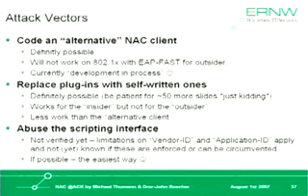Basically, there's another way of doing it. Replace plugins with self-written ones. Take the Cisco plugin, take the Trend Micro plugin, throw them away, put in your own, and play around with these, and then control what these plugins tell the network. That's basically what we'll be showing. It works for the insider and does not work for the outsider, but there's a lot less work than the alternative client.